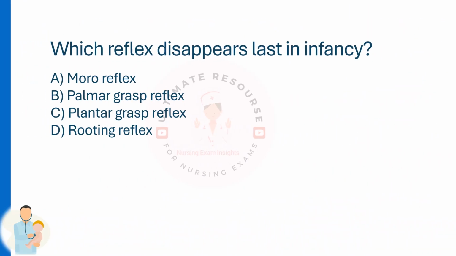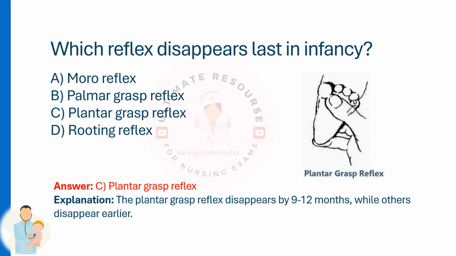Which reflex disappears last in infancy? Options are A. Moro reflex, B. Palmar grasp reflex, C. Plantar grasp reflex, D. Rooting reflex. Answer is plantar grasp reflex. The plantar grasp reflex disappears by 9 to 12 months while others disappear earlier.